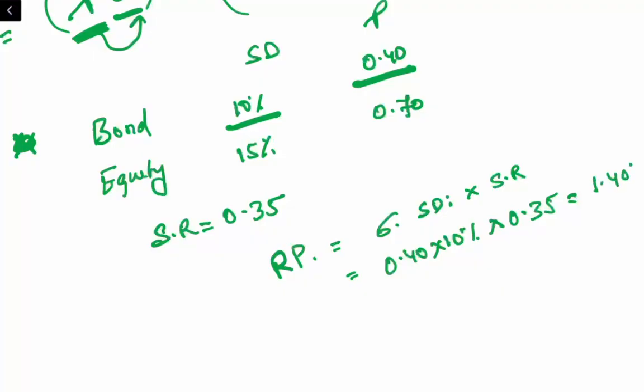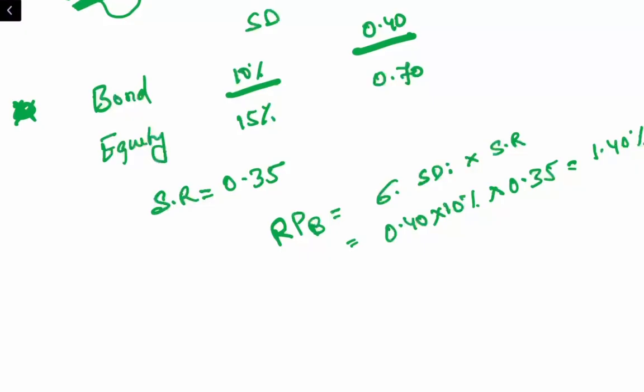Sir, 1.40%. Quite low. Okay. Sir, what is the risk premium for the equity? Then we will be able to compare. Because for the equity, risk premium needs to be high. Okay. Correlation 0.70. 15%. Sharpe ratio is the same, 0.35.